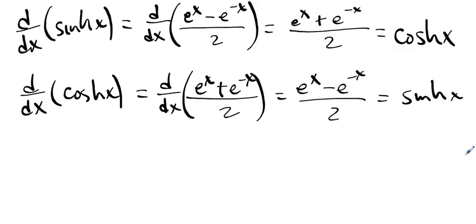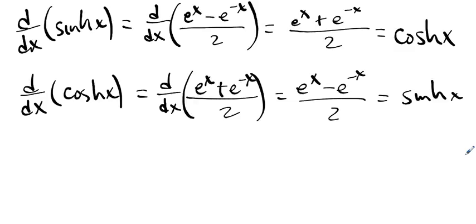This is very similar to our work with circular trig functions. The derivative of sine x is cosine x. The derivative of cosine x is the negative of the sine of x. But in this world, the derivative of sinh x is cosh x, and the derivative of cosh x is sinh x. And those are things I would like you to know.